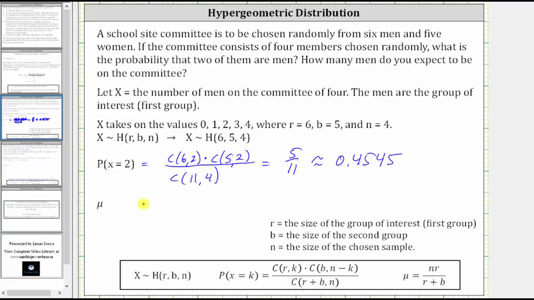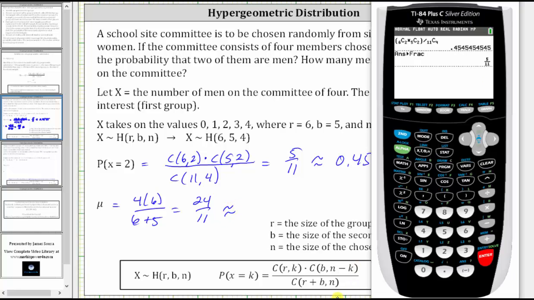And now we need to find the mean to find how many men we expect to have on the committee of 4 in general. The mean is equal to n times r, which is 4 times 6, divided by r plus b, which is 6 plus 5. Simplifying, we have 24/11ths, converting to a decimal, we have approximately 2.1818.